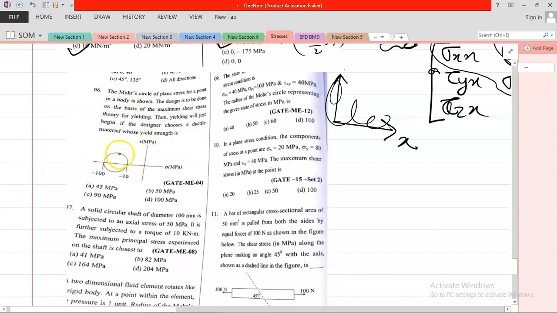So for that, the maximum shear stress would be the radius. So what is the radius? You know the radius is sigma x minus sigma y by 2. So that value is minus 100 plus 10 divided by 2. That will be equal to 45 megapascal. So the value is 45 megapascal.